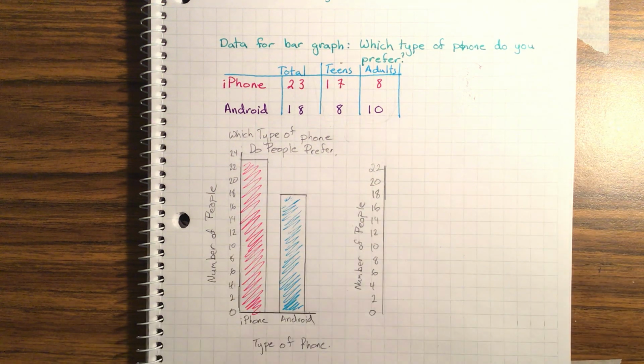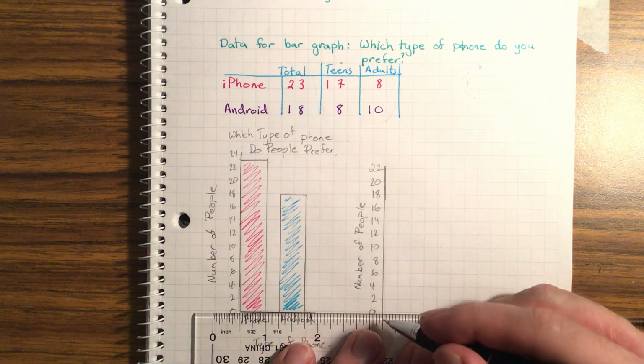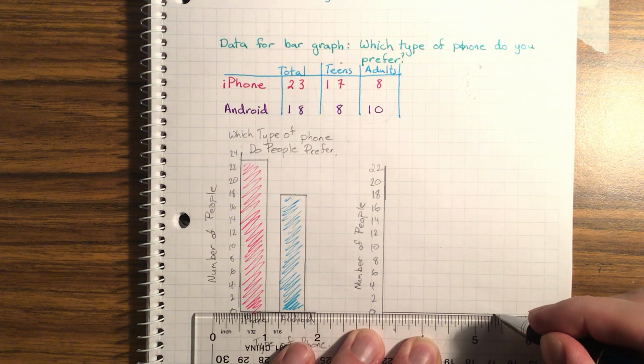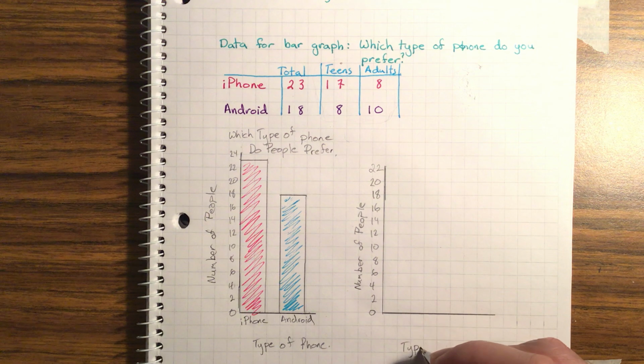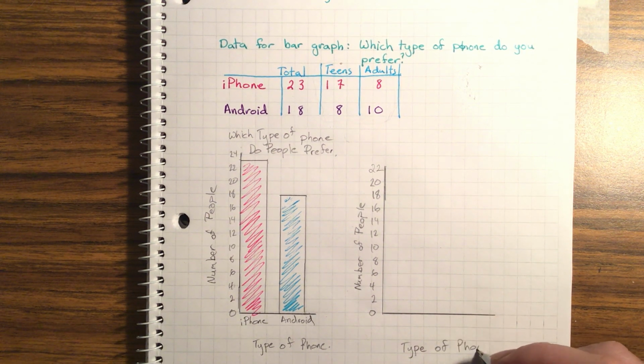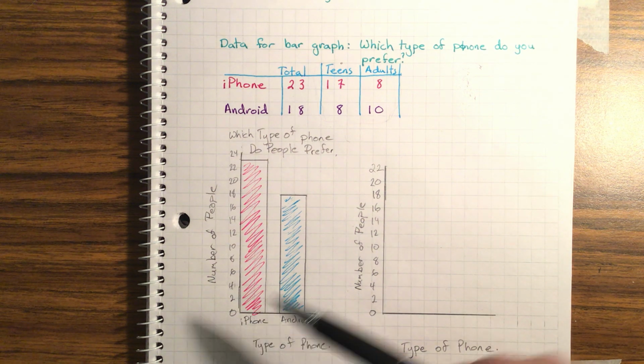Every axis needs a label. Now I'm going to draw a horizontal axis. And I'm going to write down type of phone again. All right, now I'm going to do the iPhone first.